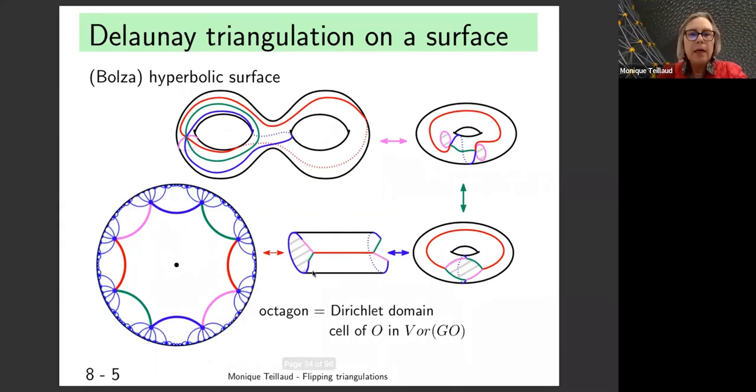Yes. And the octagon is actually the Dirichlet domain, which is the cell of the origin in the infinite set, the orbit of the origin under the action of the group. So here it's a Voronoi cell. And all these octagons are isometric. They are the same on the surface. And so the hyperbolic plane is tiled by infinitely many copies of this octagon.